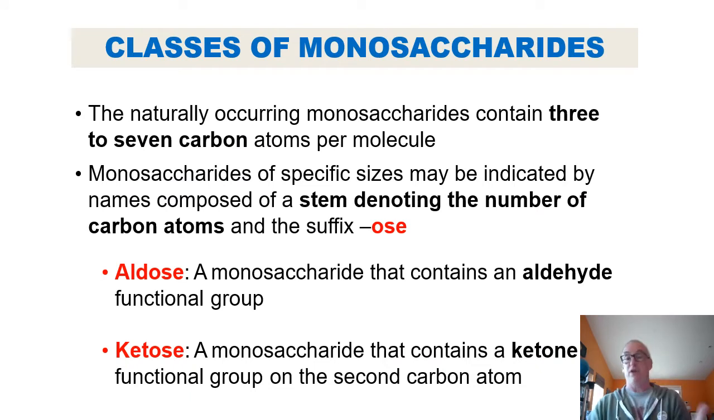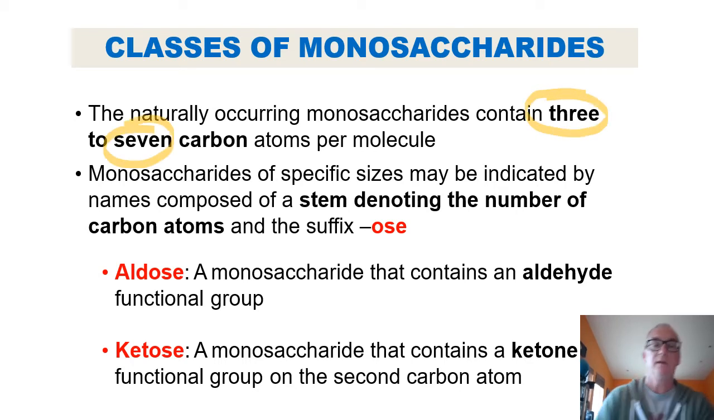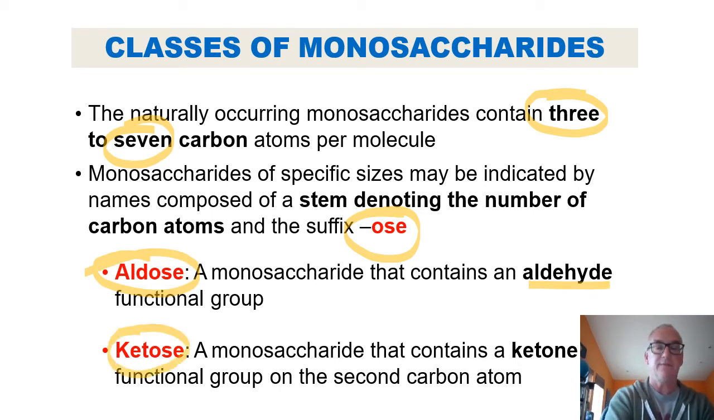So the naturally occurring monosaccharides have from three up to seven carbon atoms per molecule. And if you want to give it the specific size, the stem part would say how many carbons there are. And then you use the suffix -ose: hexose, pentose, triose, tetrose, to say how many carbons there are. And then you would use the term aldose when there's an aldehyde present, and ketose when there's a ketone group present. All right.